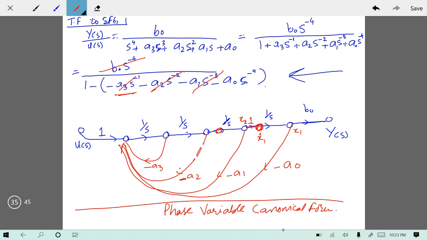Similarly, I make one node over here and call it x2 dot, and I call this node x3. Similarly, I make another node over here and this gain is 1. Similarly, I make another node over here and call it x3 dot, and this is x4. Sorry, x1 dot, x2 dot, and this x2 dot is x3. This is x3 dot, this is x4. Yes, this is x4, and this is x4 dot.